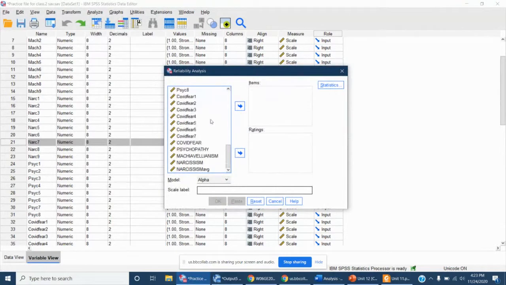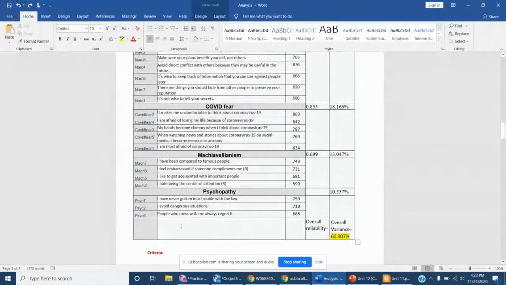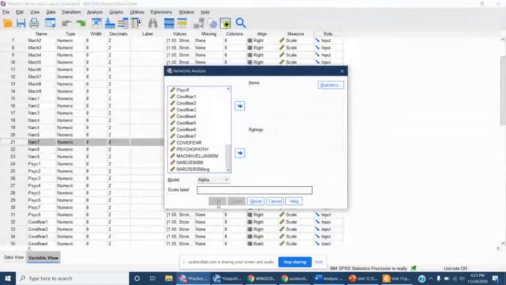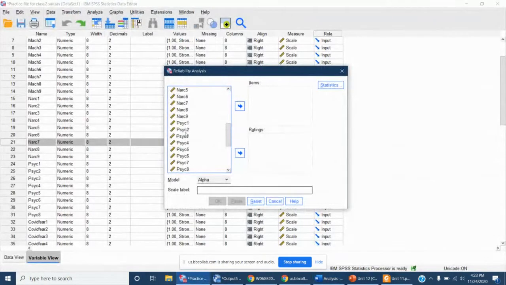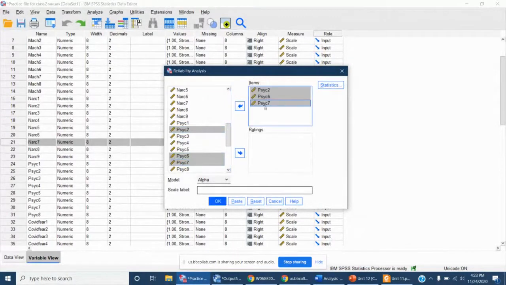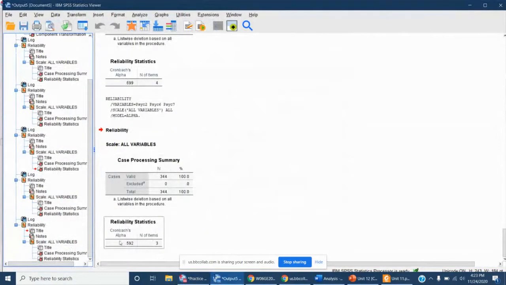I will reset it. The three questions of psychopathy include question number 2, 6, and 7. So question number 2, 6, and 7. I will find it here. I will transfer it to the items box, click OK, and this is very nice. No, this is not nice because the value is below 0.6.